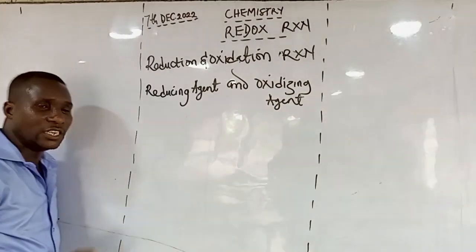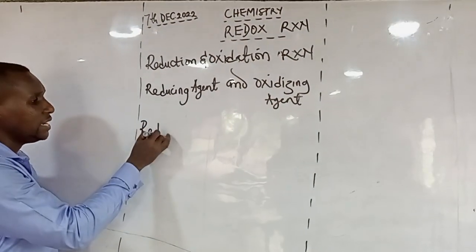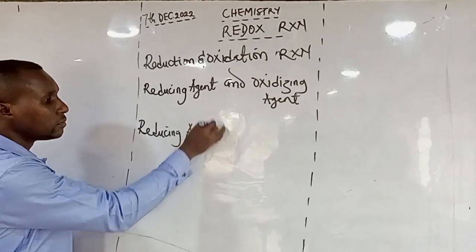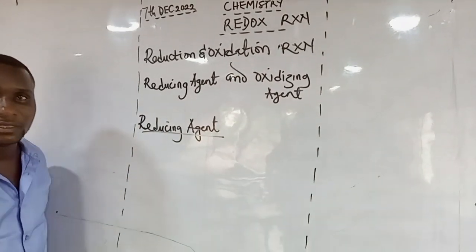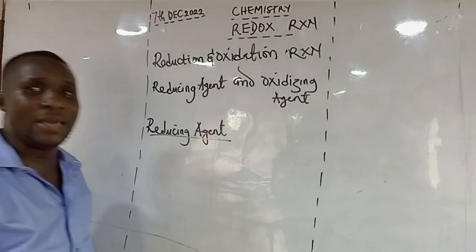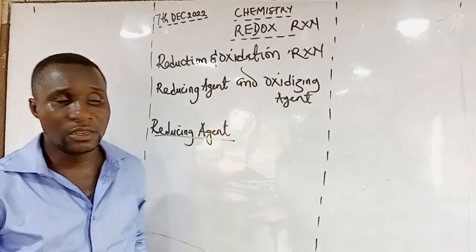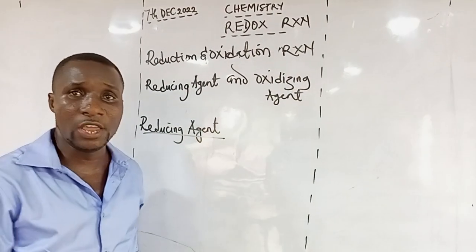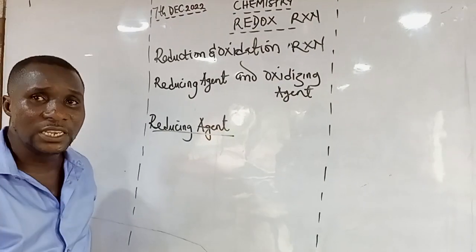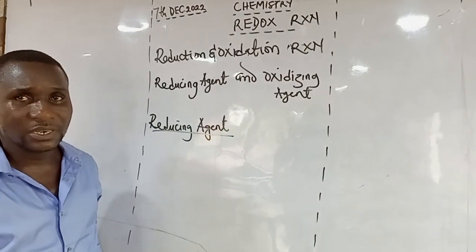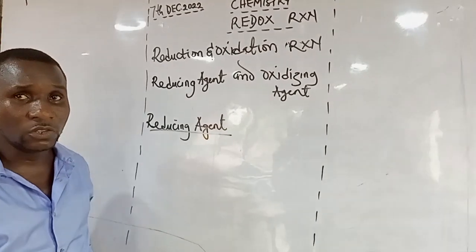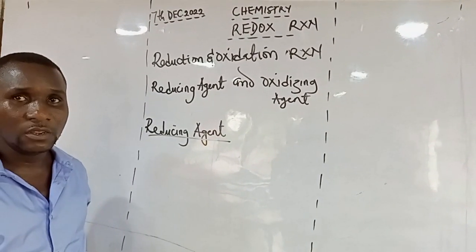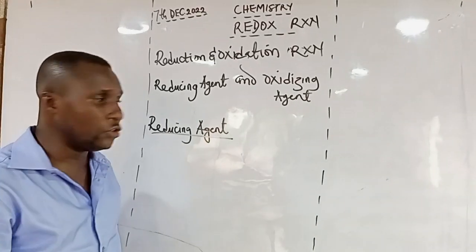What is a reducing agent? A reducing agent is a substance. It could be an element or a compound that loses electron to increase in valency state, to increase in oxidation number.